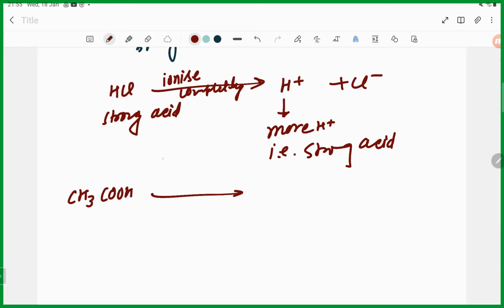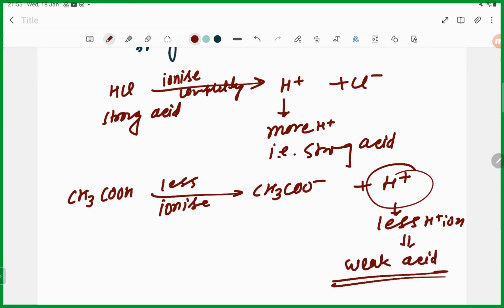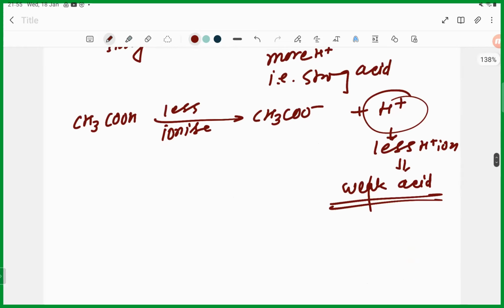Here you see this is less ionized. So it is going to form CH3COO minus plus H plus, right? It is less ionized. So there will be less H plus ion. Less H plus ion means it is going to be a weak acid. Understood? Okay. So I am erasing this one.